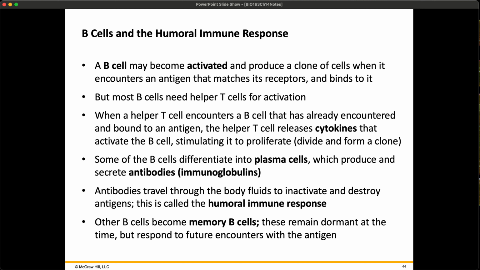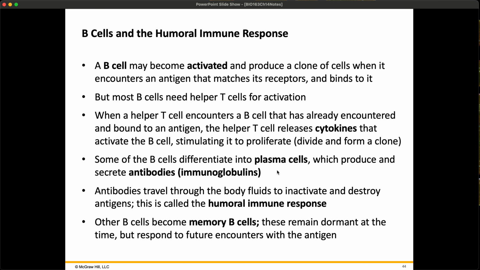If a B cell binds to a pathogen, it can then notify a T cell before the T cell has even seen it. So the B cell can kind of say, "Hey, catch up, hurry up! I need some cytokines to be able to actually do what I need to do." And the helper T cell will do that. It'll encounter that B cell, release its cytokines, and then activate and stimulate that B cell to proliferate.